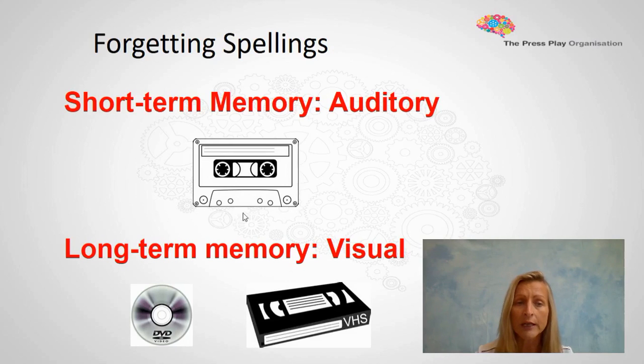So for some children, they can do their weekly spellings and remember them and do a spelling test okay. And then they go back to learn their week 2 spellings. They go back to the beginning of the cassette tape, record their week 2 spellings, which records automatically over week 1, and therefore those spellings are gone.